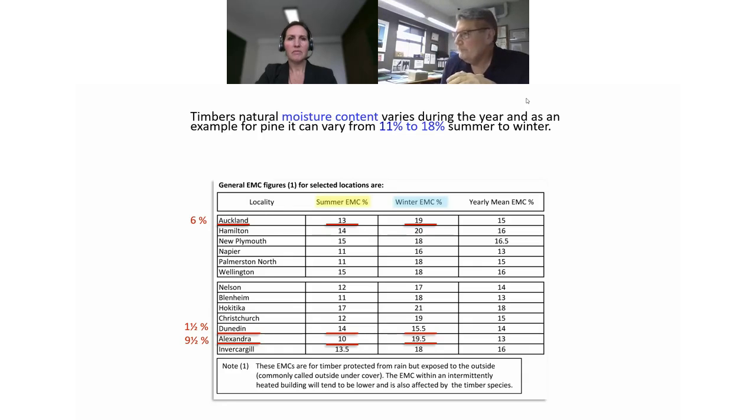Okay. In fairness, the reason Invercargill will be slightly higher is because even in summer, it's going to be slightly wetter in Invercargill compared to Alexandra. But again, this is just data from the book, but it's just a really good example.